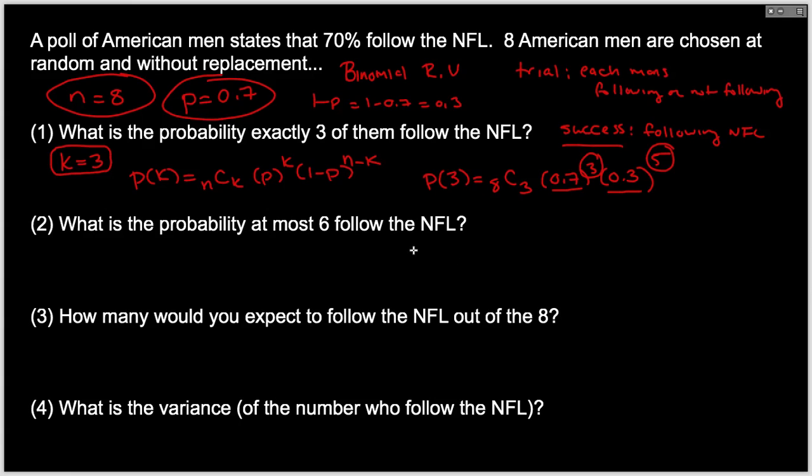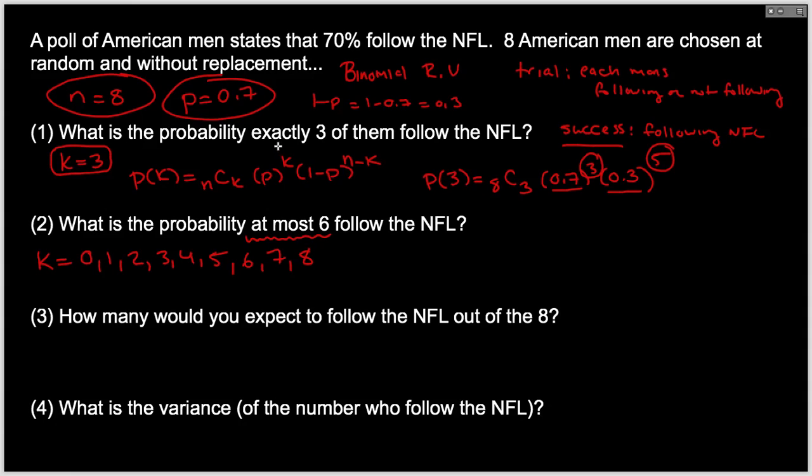What is the probability at most 6 follow the NFL? So this one, you see your little key phrase there, at most 6. So you're going to start writing out, what are the possible values for K? What are the possible number of successes I could have in this experiment? I have 8 trials, because I'm asking the opinion of 8 men, so I could have 0 follow the NFL, 1, 2, 3, 4, 5, 6, 7, or all 8 follow the NFL.